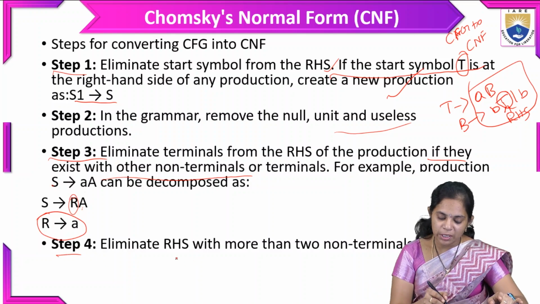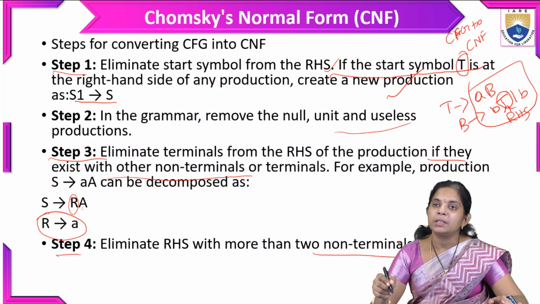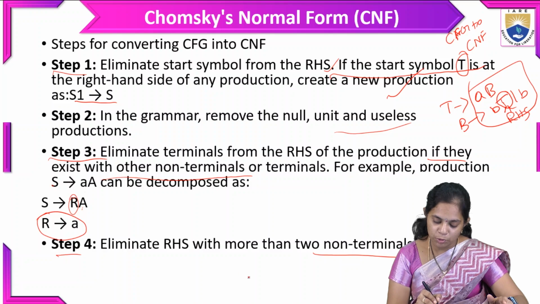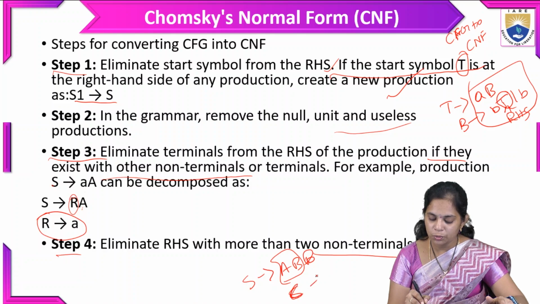And step 4 is eliminate RHS with more than 2 non-terminals. So here more than 2 non-terminals are there. Suppose S tends to ABB, like this. So we need to give 2 values, like C tends to AB, and then we'll write S as CB.